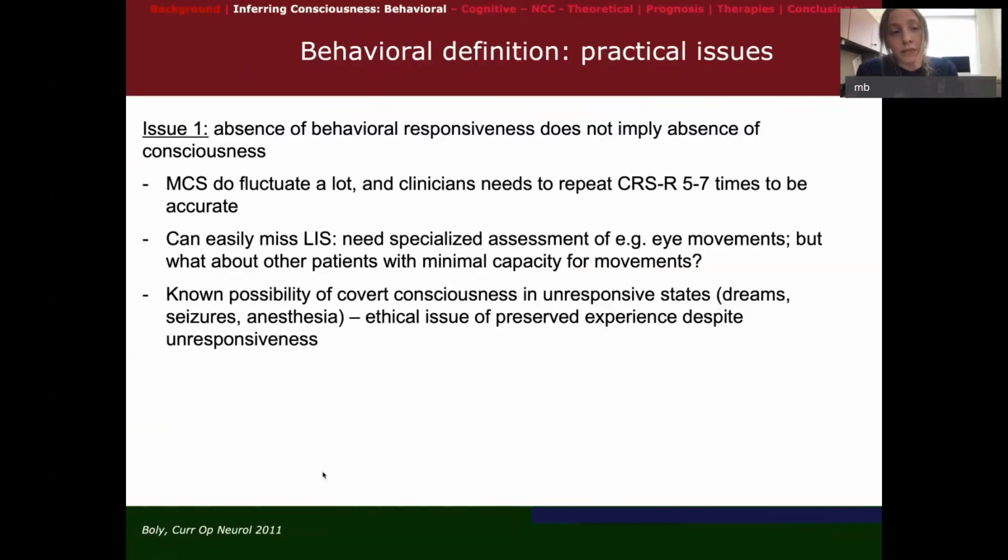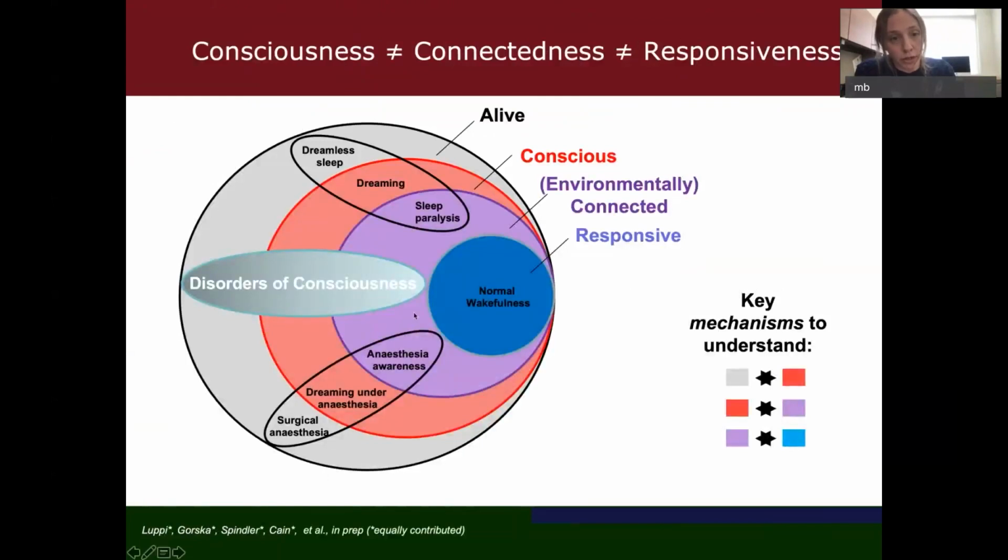And also, in sleep, for example, you dream two-thirds of the time, even during non-REM sleep. And so if you're unresponsive, you can very well be conscious. And if you want to rule out consciousness, the absence of behavior is actually not enough. We put this together in a Curing Coma Campaign paper recently: in normal wakefulness, you're responsive, you're connected to the environment, and you're conscious. But there are also conditions where you're not responsive, yet you're connected to the environment, so you perceive the environment but just cannot respond.